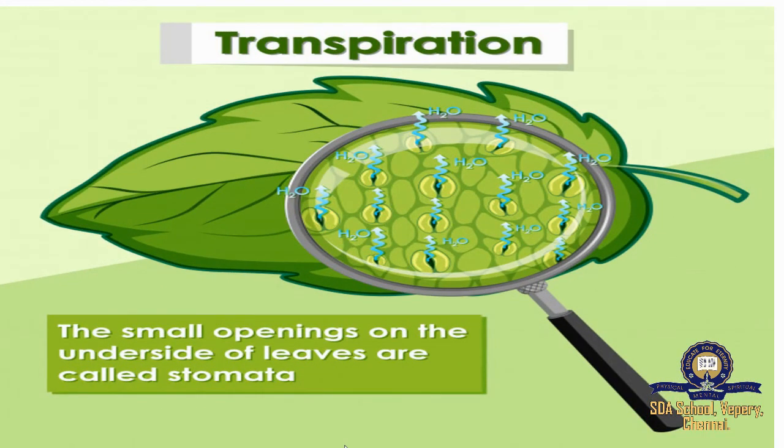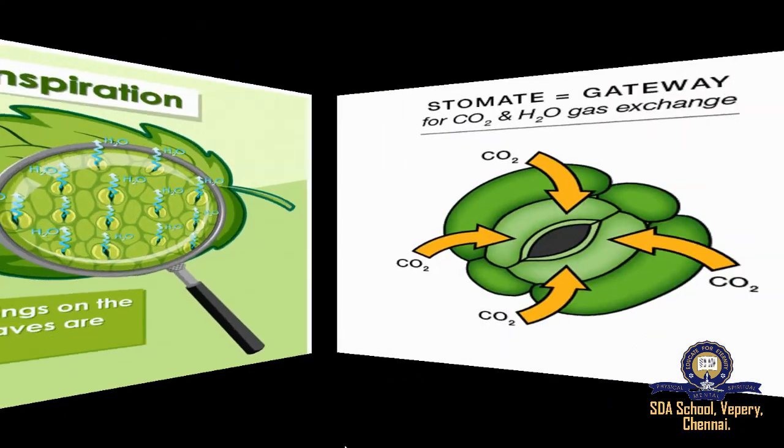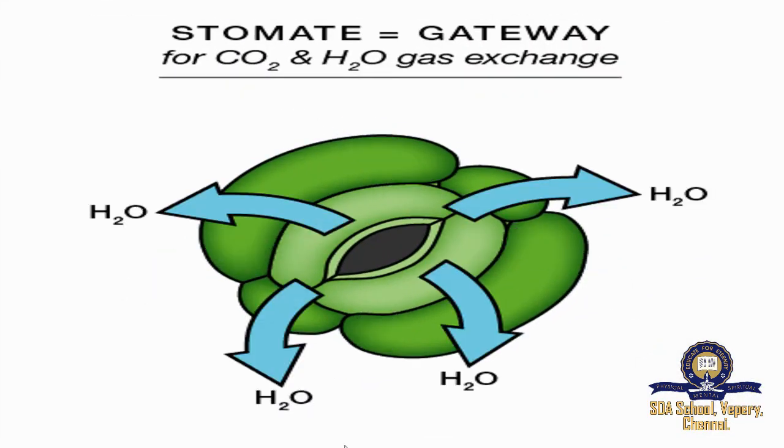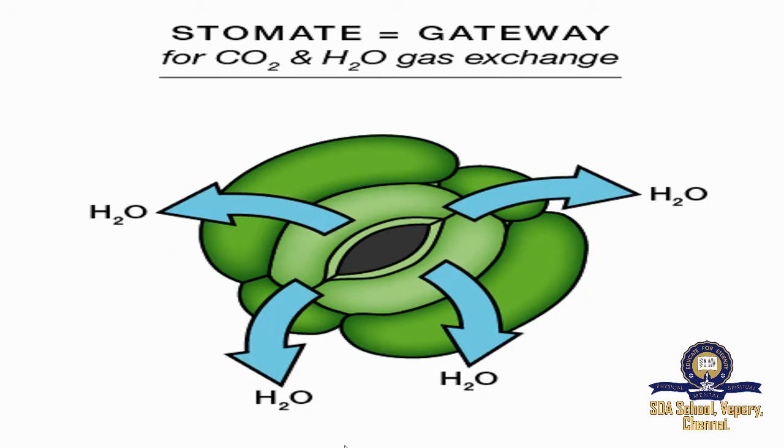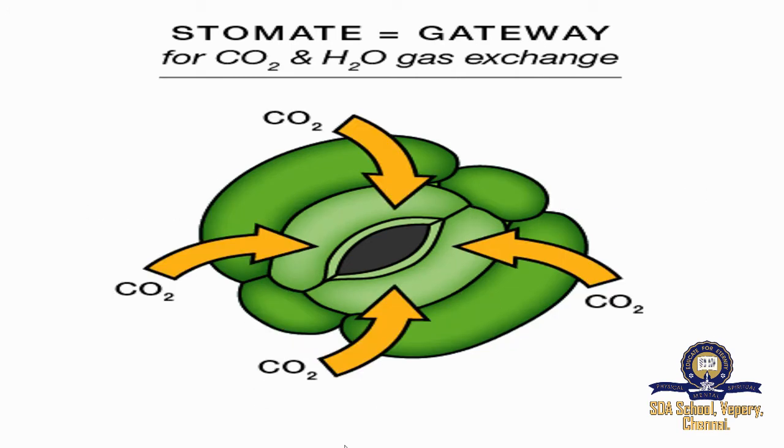So the loss of water in the form of water vapor from the aerial parts of the plant body is called transpiration. The leaves have tiny microscopic pores called stomata, right? Yes, the small openings on the underside of leaves are called stomata. These are for gas exchange. Stomata inhale carbon dioxide and exhale water vapors. Okay, so this is how gas exchange takes place in stomata.